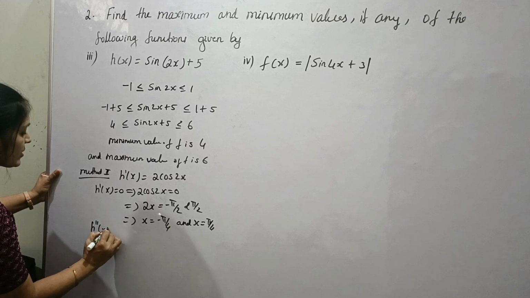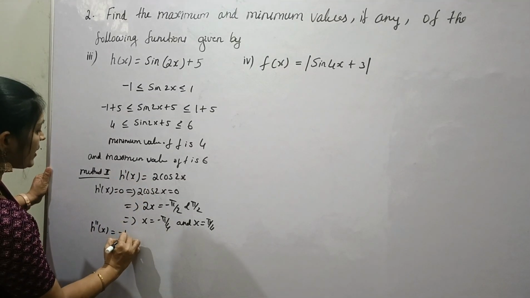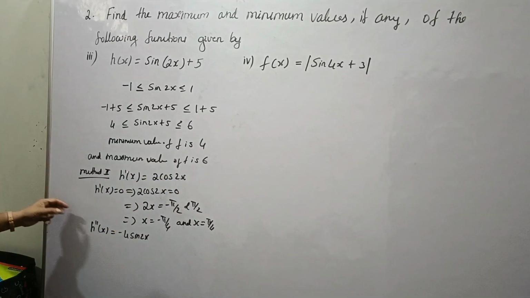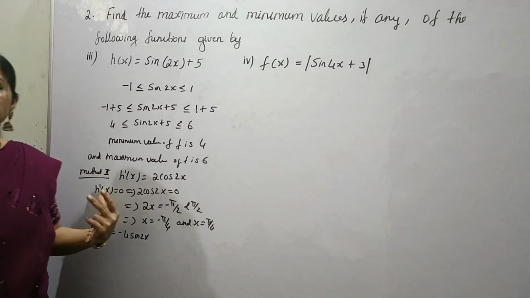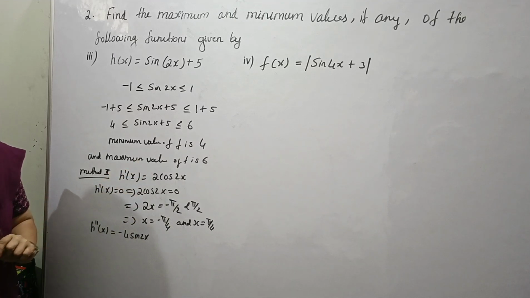After that, what is our next step? h double dash of x. Our h double dash of x is minus 4 sine 2x, the derivative of this h dash of x with respect to x. The derivative of cos 2x is minus 2 sine 2x, right? So 2 into 2, that is minus 4 sine 2x.